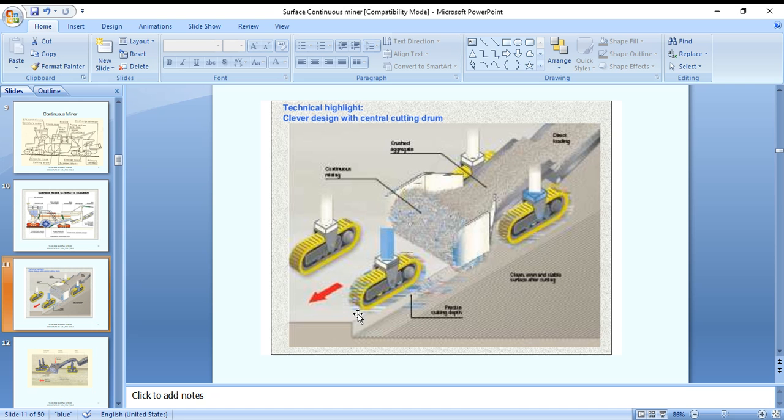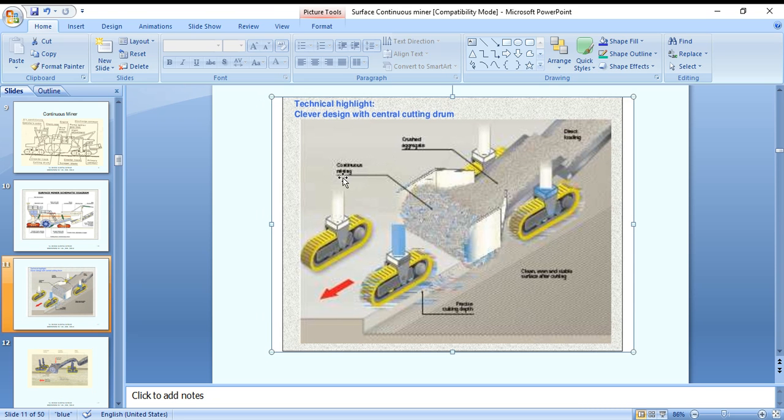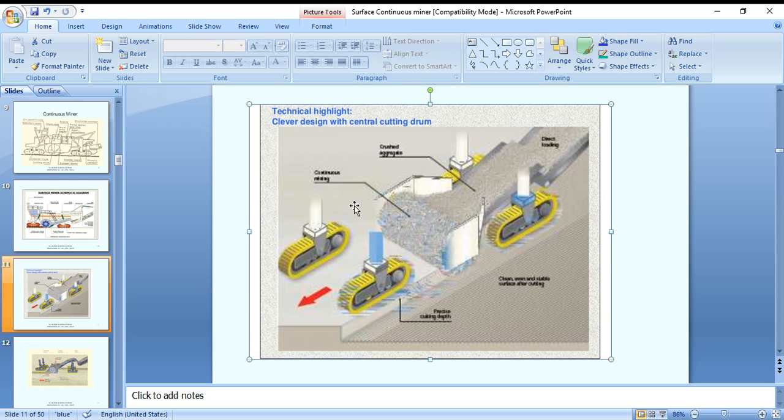One more sketch we can observe here. See, it is very easy to understand. This vehicle movement is in the side direction. Technical height, clever design with a central cutting drum. So that much height will be automatically extracted by the cutting drum continuously. The material goes this side. This is the top view. You can understand easily by seeing this picture.